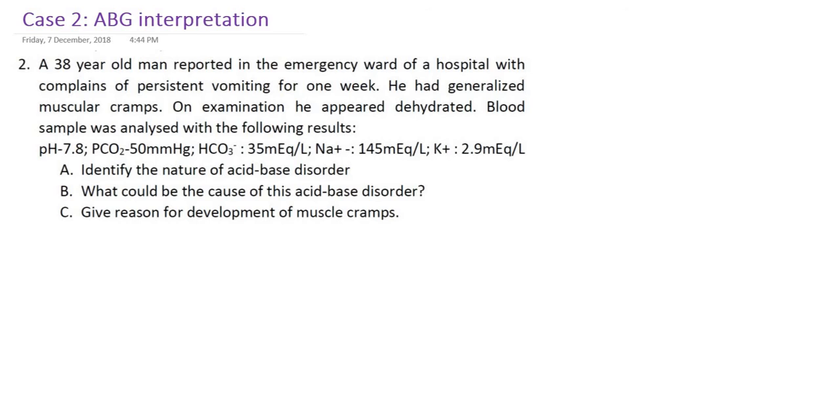Here is a 38-year-old man who reported to the emergency ward of the hospital with complaints of persistent vomiting, continuously vomiting since 1 week. This is a very important point. He had generalized muscular cramps. On examination, he appeared dehydrated because of continuous prolonged vomiting. Arterial blood was taken and they measured arterial blood gas. So the ABG report is like this.